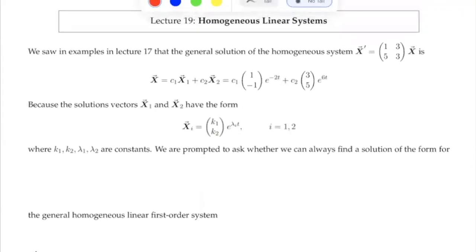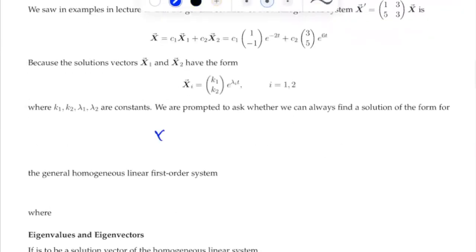So that prompts us to ask whether we can always find solutions of this form for the general homogeneous linear system. So the solutions are going to look like this: x equal to (k1, k2, up to kn) times e to the lambda t. Again, the k's here are constants. Lambda is the value that we need to look for. And foreshadowing, lambda in this case is called the eigenvalue of the system. For this column vector of k1, k2, up to kn, I'm going to call that the eigenvector, and I'm going to use the vector v, times e to the lambda t.